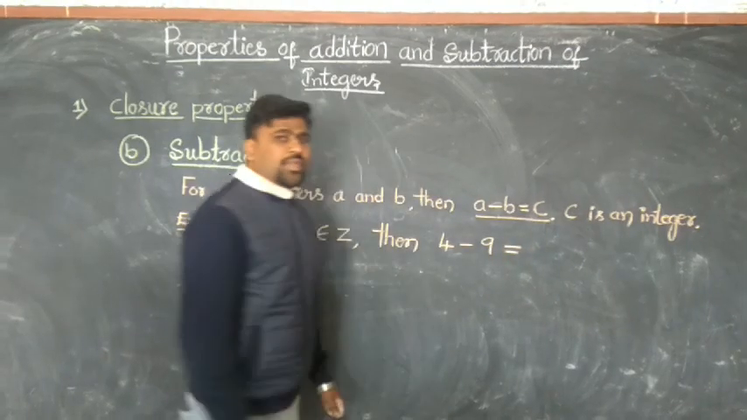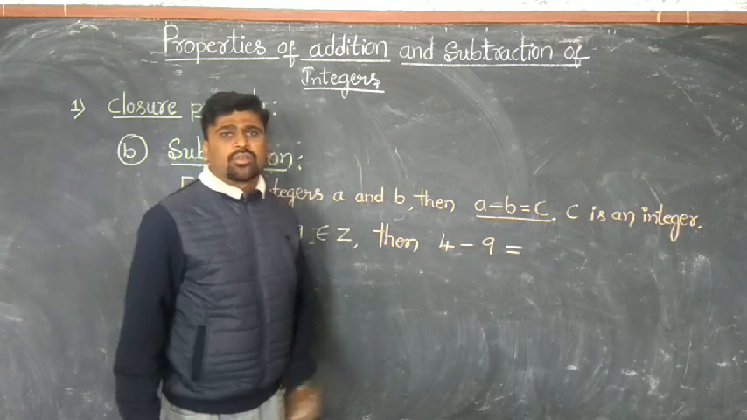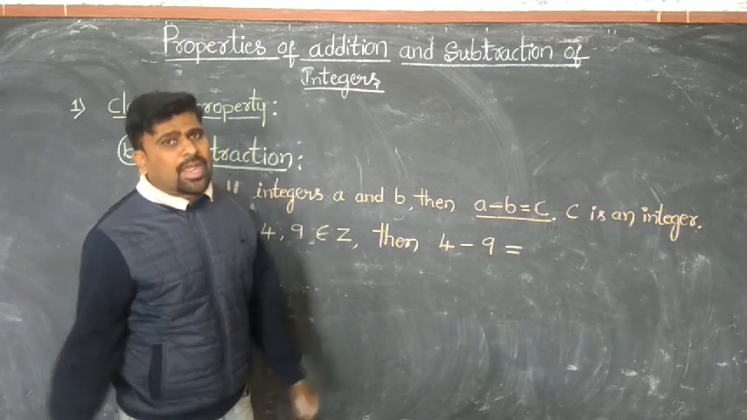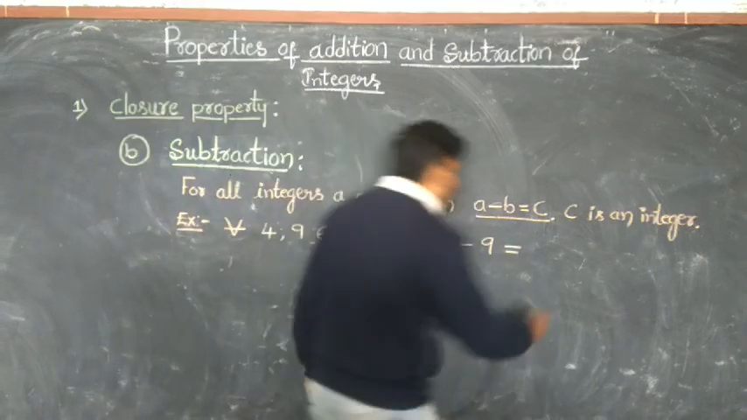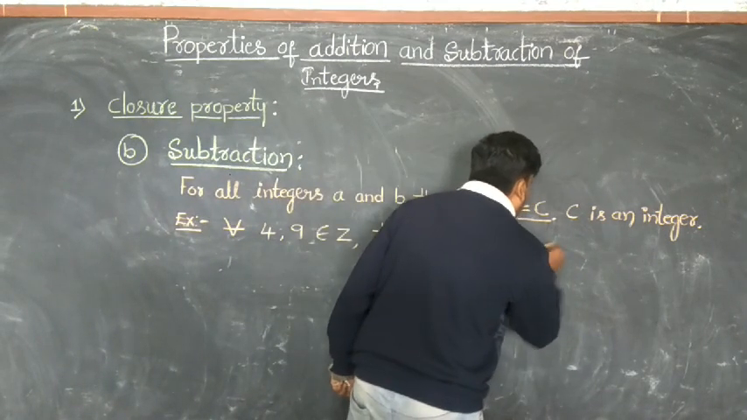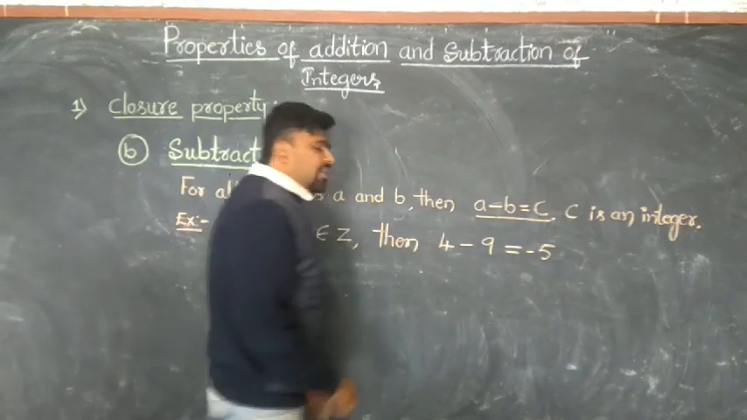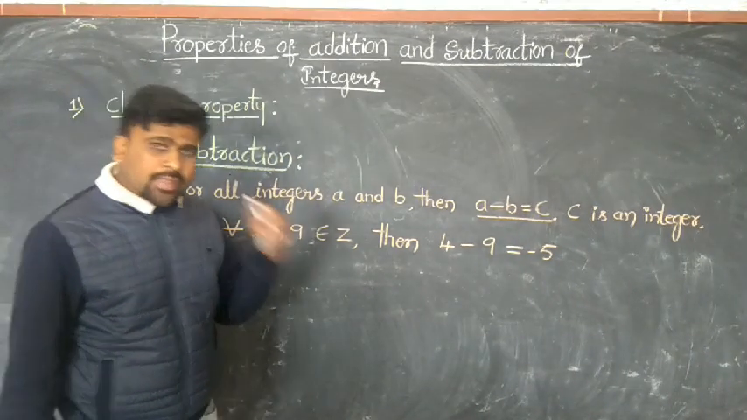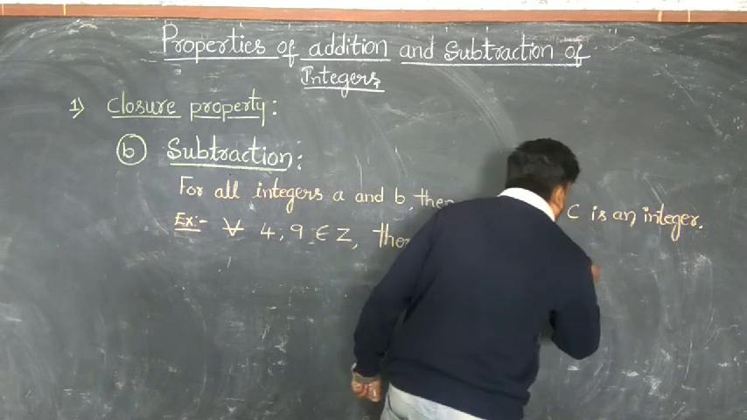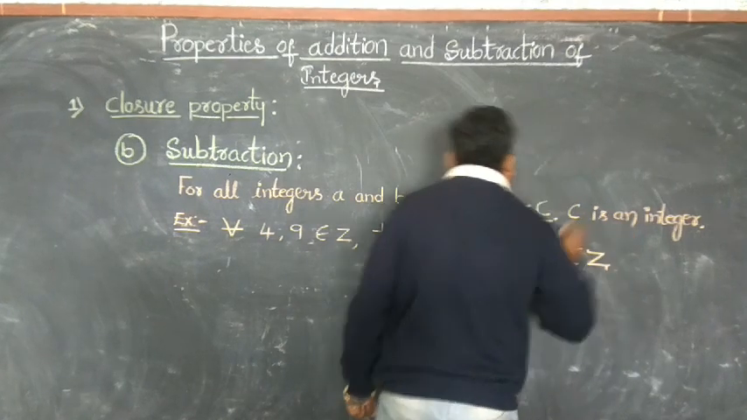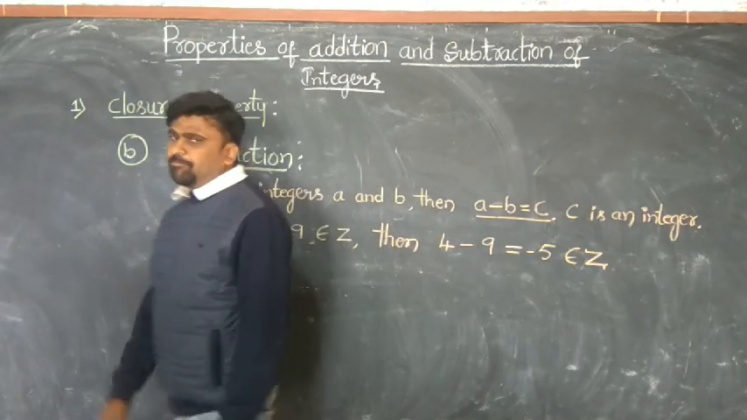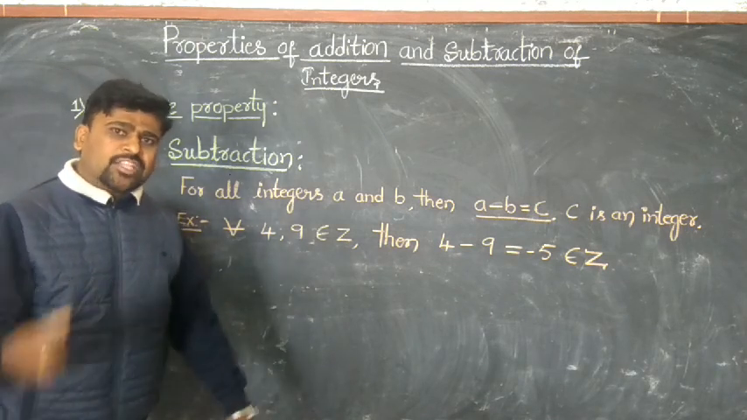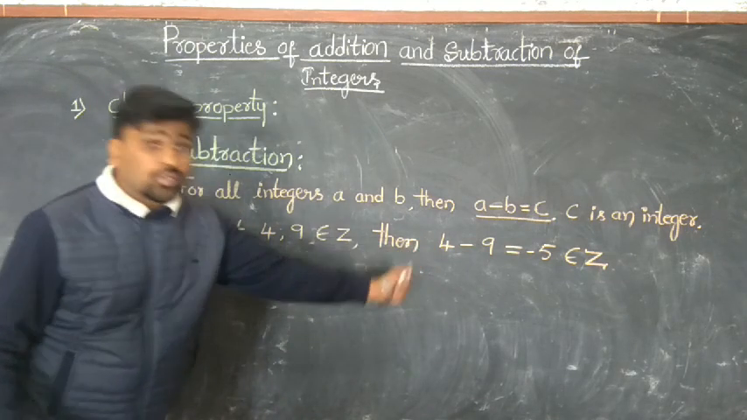We have to subtract: it is plus and it is minus, 9 minus 4, different symbols. We have to subtract. 9 minus 4, it is 5. The bigger number is 9, and its symbol is minus. The final answer will be minus 5. The minus 5 also belongs to Z. Clear? That means the closure property satisfies under subtraction also.